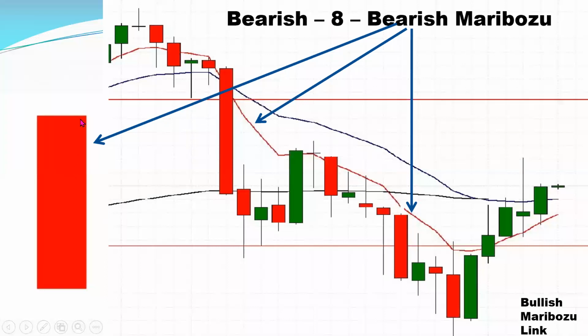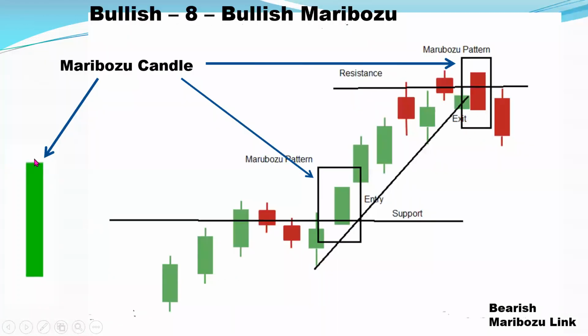Marubozu candles: whenever a full red or a full green candle is formed without any wicks, we call it a Marubozu candle. If it is a red candle, we say it is a bearish Marubozu. So these are the locations where we had the bearish Marubozu. A fully green candle can be considered a bullish Marubozu. You can see here, fully green candle, fully green candle.